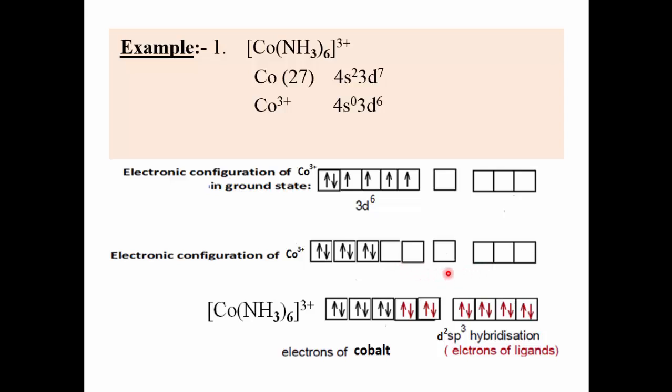So 2 d, 1 s, and 3 p orbitals combine together and there is formation of 6 hybrid orbitals. Remember well, the hybridization is d2sp3. In these 6 hybrid orbitals, the ammonia molecules, which act as ligands, donate 12 electrons, and in this way there is formation of coordinate covalent bonds between the cobalt ion and ammonia. We observe here there is no unpaired electron.